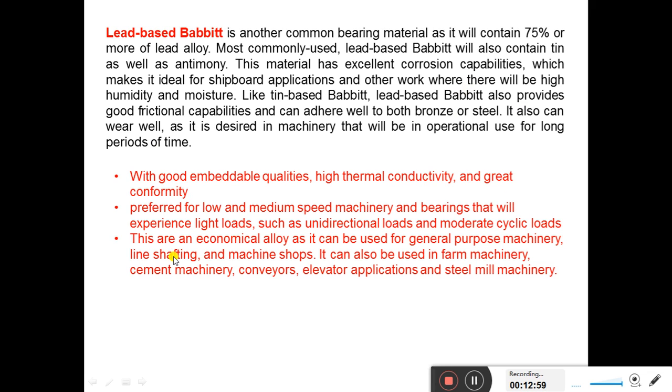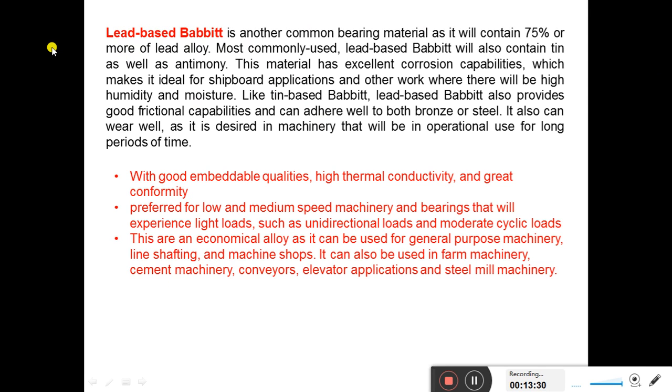And of course it is very economical when compared to the previous one. That's why it is used in machineries, lining shops and machine shops, and it is also used in farm machineries, cement machineries, conveyors and elevators. In these applications we can use this type of babbitt as a bearing material, not as a major material. It is used as a bearing material. Clear?